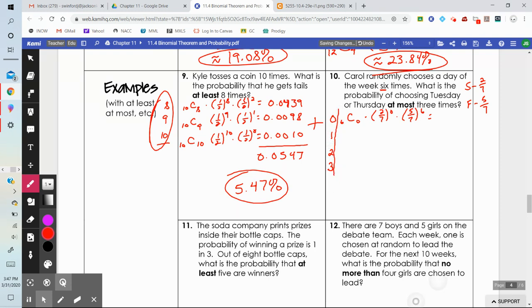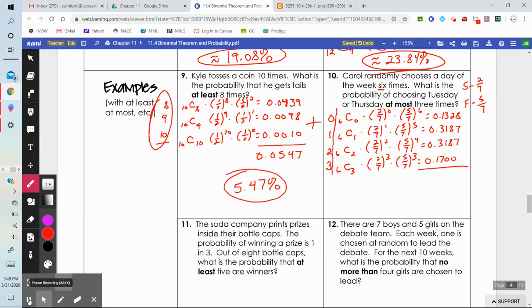What about choosing it 1 time? That's going to be the combinations of 6 choose 1. So what is the probability of having 1 success? That'd be 2/7 to the first power and 5/7 to the other 5 times. Having a success twice would be the combinations of 6 choose 2, so we're going to have 2 successes and the other 4 failures. And 6 choose 3 would be 3 successes and 3 failures. I'm going to pause and write down those combinations after I calculate them.